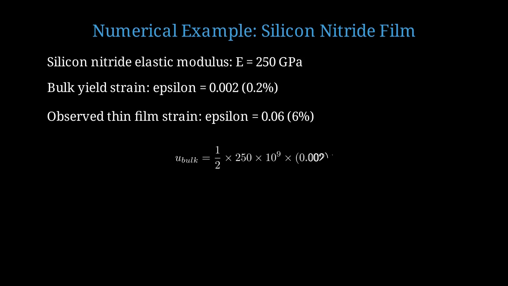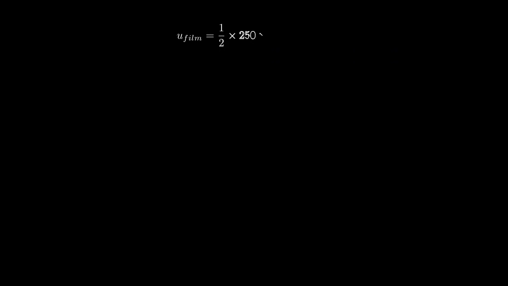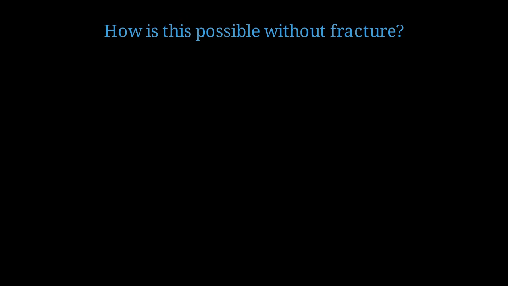The bulk energy density is 1/2 times 250 times 10 to the 9 pascals times 0.002 squared. This gives us 5 times 10 to the 5 joules per cubic meter. For the thin film at 6% strain, the energy density is 1/2 times 250 times 10 to the 9 times 0.06 squared. This gives us 4.5 times 10 to the 8 joules per cubic meter. That's 900 times more energy density than the bulk material can handle. So how is this possible? How can the material store 900 times more energy than its bulk counterpart without breaking?